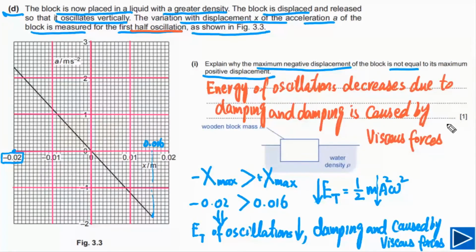And this question has only 1 mark. If you write down this, you will get 1 mark. Means this has to be in your answer. You have to mention damping, and you need to say damping is caused by viscous forces.